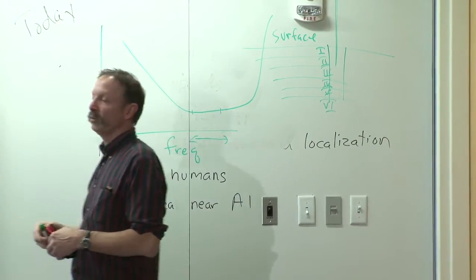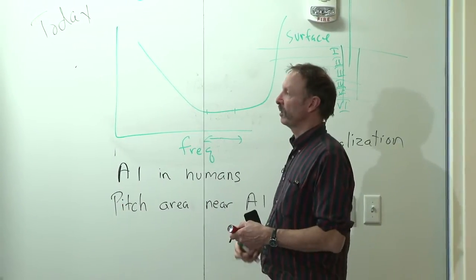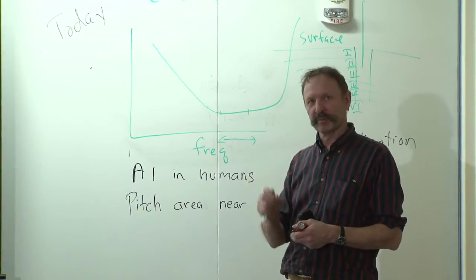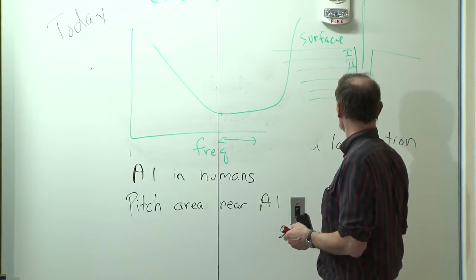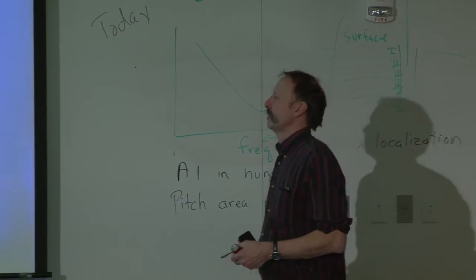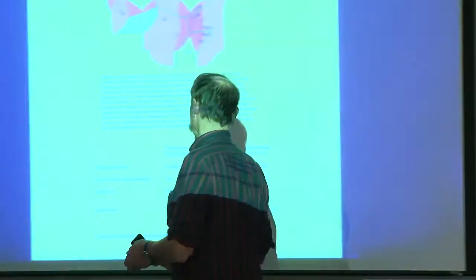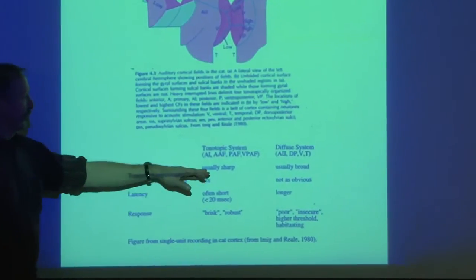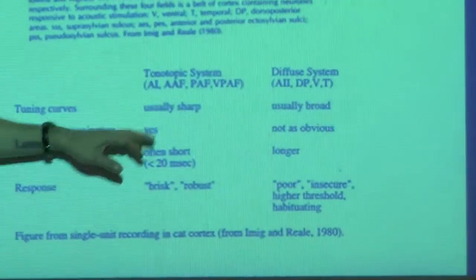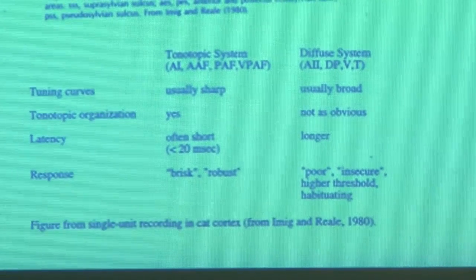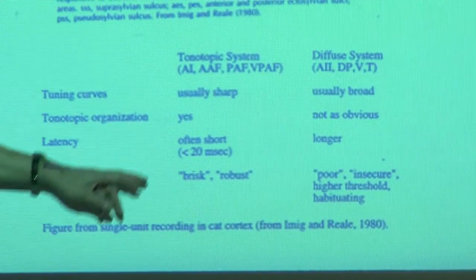That's not true in A1. In the tonotopically organized fields in general, there's very precise, sharp frequency tuning. Okay, so the tuning curves, there's a little table here, are usually sharp in these tonotopically organized fields. Yes, there's tonotopic organization. The latency is short.